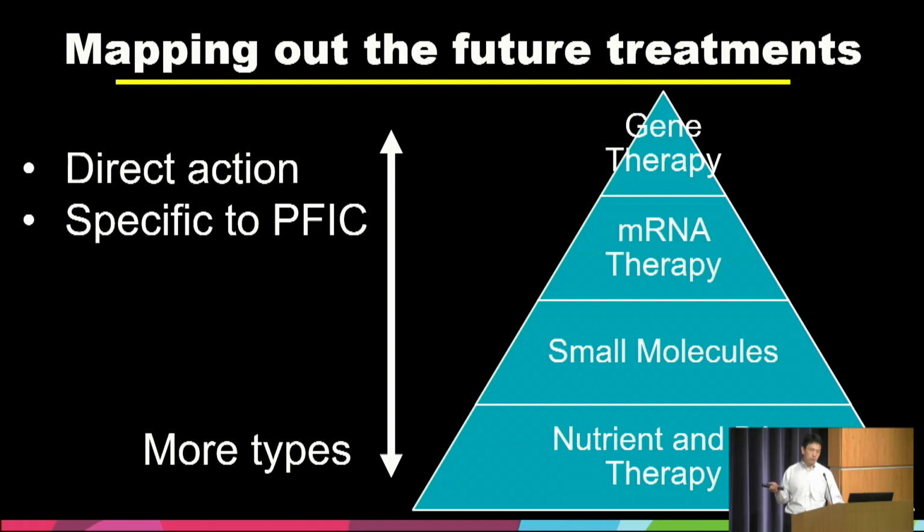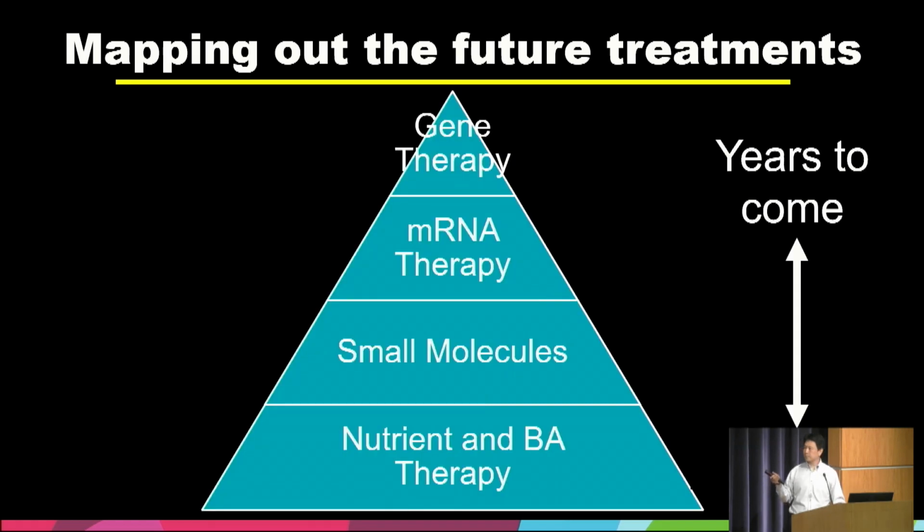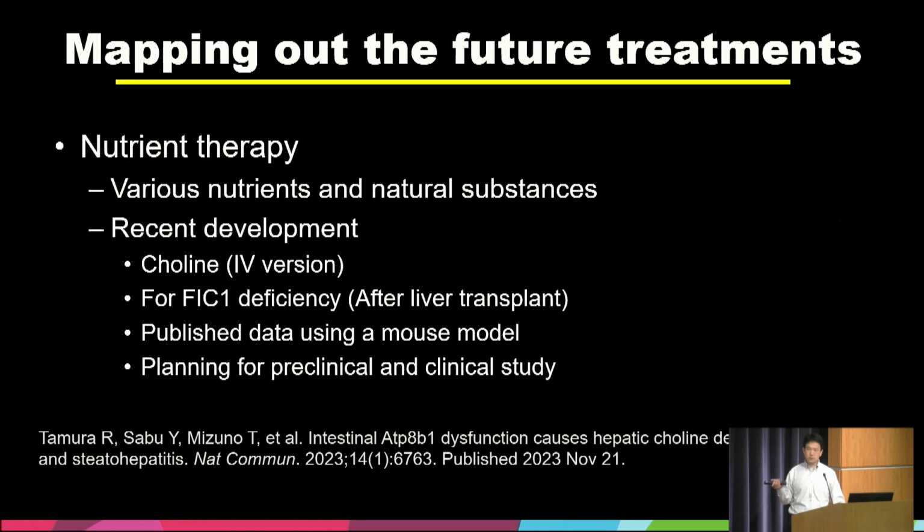This is a very global picture. On the top it's smaller, and on the bottom it's bigger because there are many more types. On top there are fewer types, such as gene therapies, with more direct action against the disease and more specific for PFIC. Toward the bottom it gets more general, for cholestasis alone, not specific for PFIC. This is just a perspective: the bottom ones are basically now, and the top ones are years to come. So we start from the bottom one.